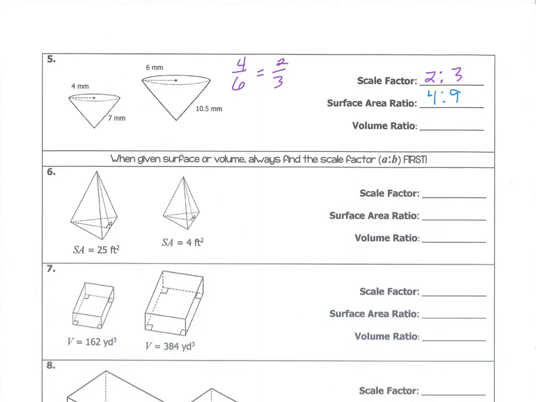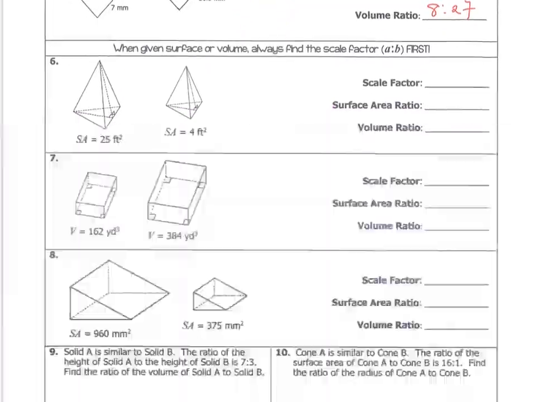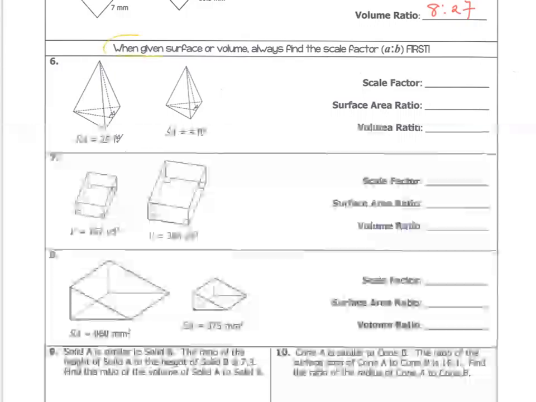What's 2 cubed? 8. And what's 3 times 3 times 3? 27. How hard is that? Not difficult at all. Okay. The only tough part, if you will, is when they give you the surface area or the volume, so you might want to highlight this. So please highlight this.